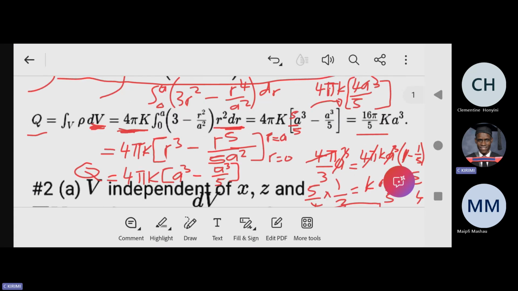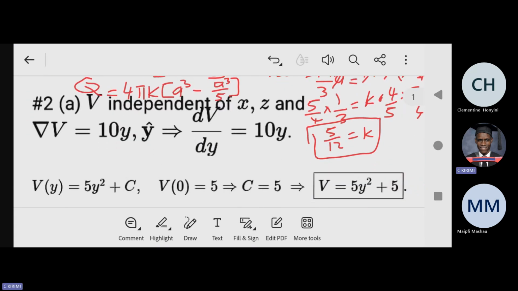So what are we given? V is independent of x and z. In other words, V does not contain what? x and z. Is that clear? V does not contain x and z. But we are told that the gradient of V is 10y in the y direction. So now we want to integrate.